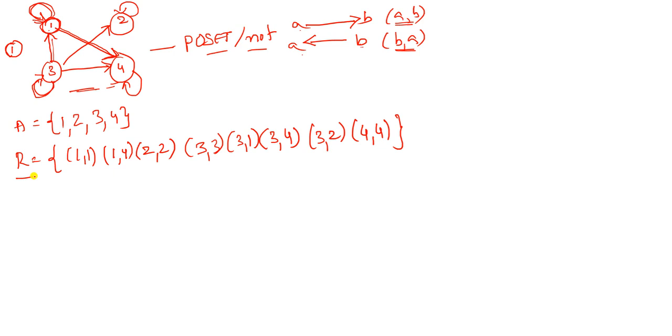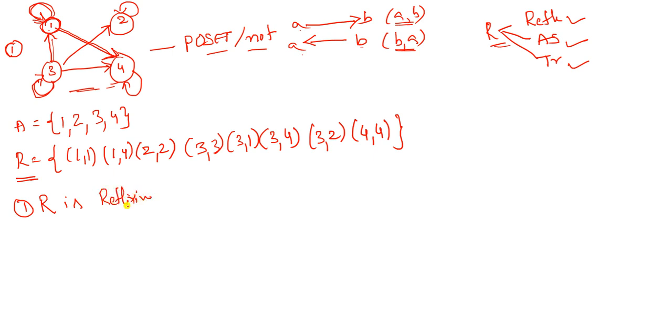Now we have to check whether R is reflexive or not, the second one antisymmetric or not, and the third one transitive or not. If a relation is reflexive, antisymmetric, and transitive, then it is a partially ordered set. Now check the first condition, whether R is reflexive or not.